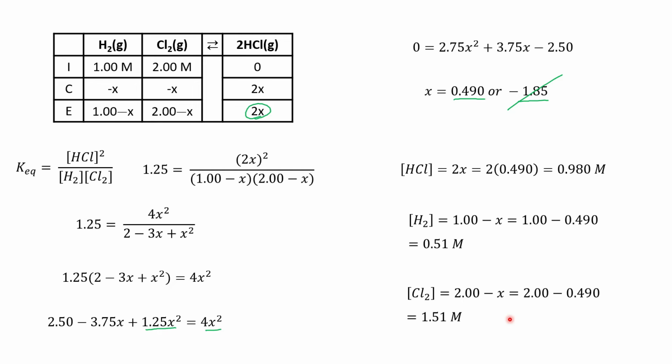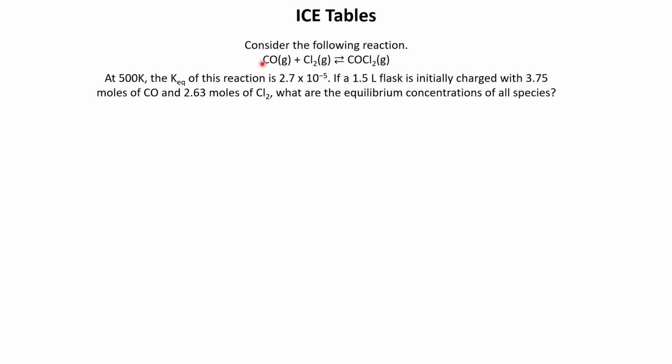Okay, let's do another problem. New reaction. Carbon monoxide plus chlorine gas goes to COCl2. At 500 K, the Keq of this reaction is 2.7 times 10 to the negative fifth. If a 1.5 liter flask is initially charged with 3.75 moles of carbon monoxide and 2.63 moles of chlorine, what are the equilibrium concentrations of all species? Okay, so you know the deal here. Let's set up our ICE table.